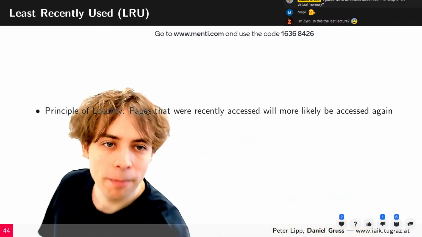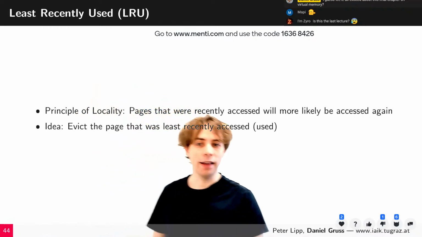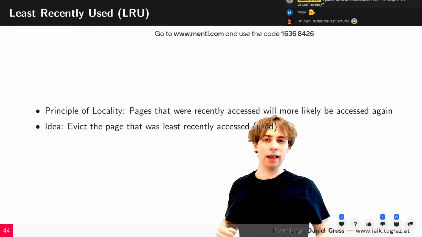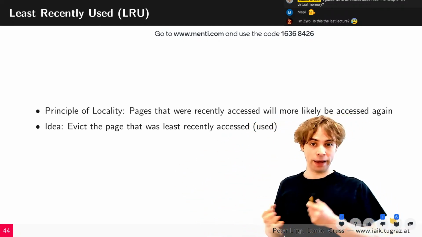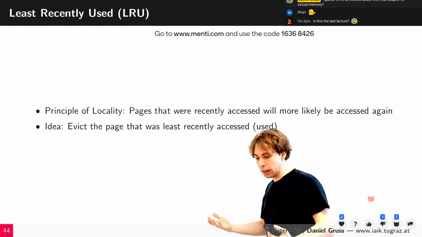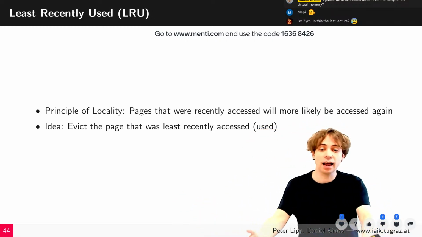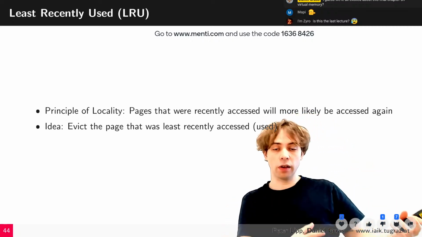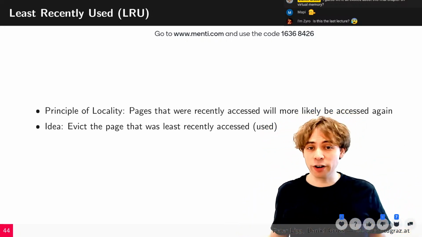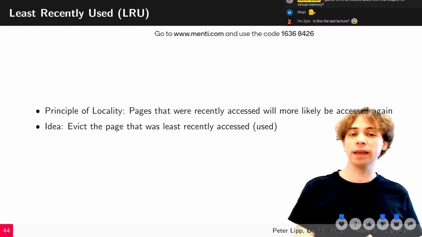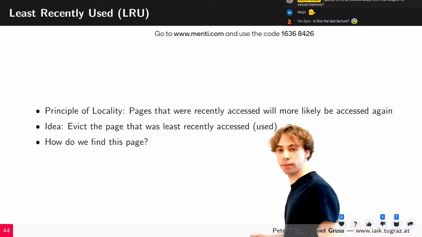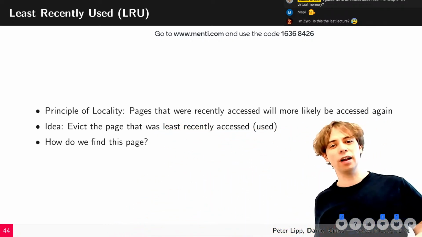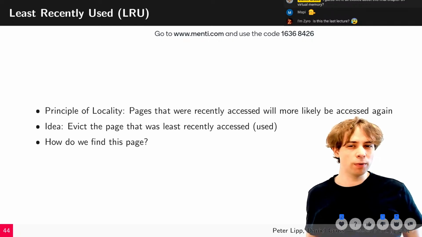Principle of locality. The idea here is to evict the page that was least recently accessed. So the one that was least recently used, the oldest page, in a sense that pages get younger again if you access them. So we decide that this page is kicked out because no one was interested in this page. So likely no one will be interested in it in the future anymore. How do we find this page? Now this gets a bit complicated because now we need a data structure and we need this information from somewhere. So how do we do that?